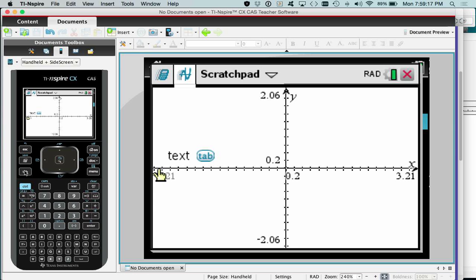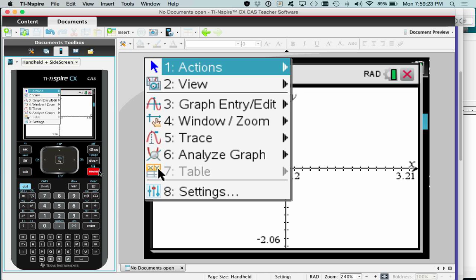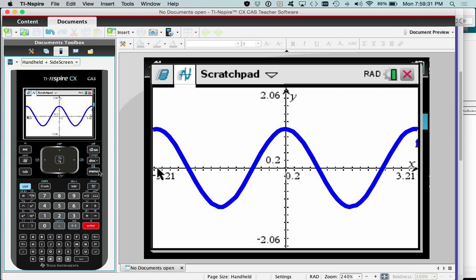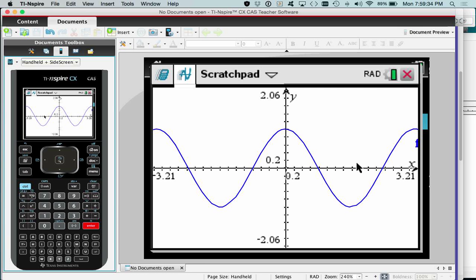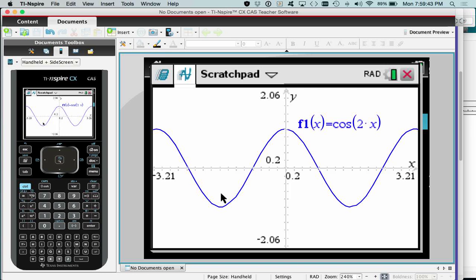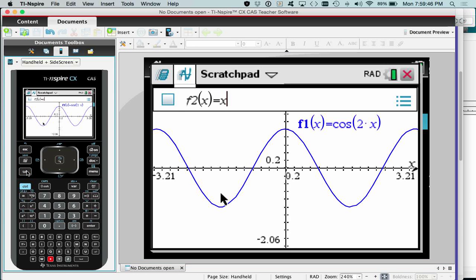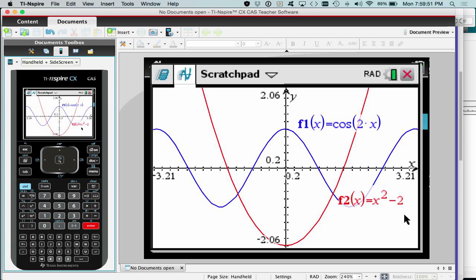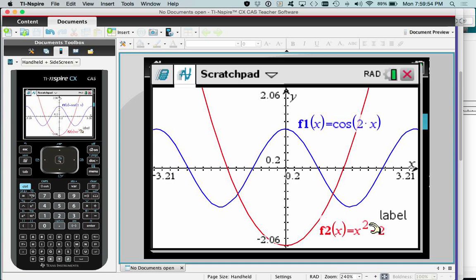So I go to my graph editor, and I want to enter the function y equals the cosine of 2x, and I see it there. And then I want to look at the function y equals x squared minus 2, so I'll just move this label over here. And now I'm going to do my second function. My second function was x squared minus 2. And there's my second function in red. And I want to find the shaded region between those two curves.